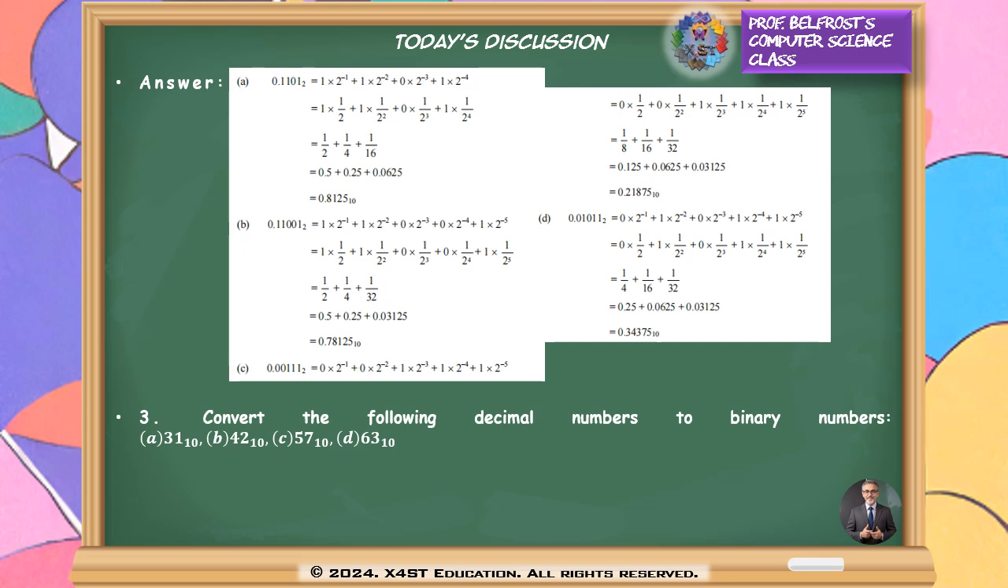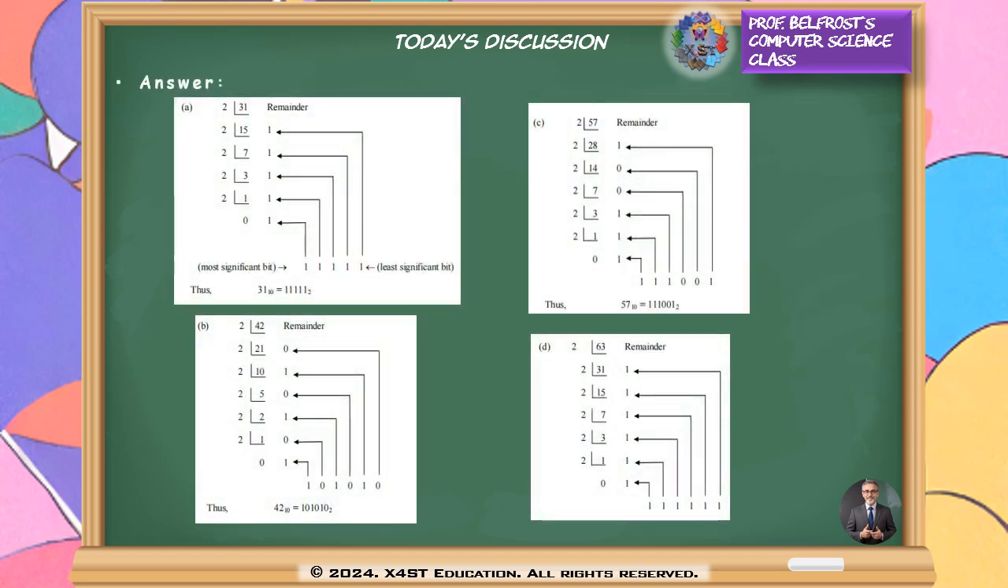Number three, convert the following decimal numbers to binary numbers. Here are all integers. To do this, we just need to keep dividing by 2 to convert it to binary, and then we read it from the most significant to the least significant bit. The most significant bit is the leftmost one, or the bottom part, and the least significant bit is the topmost one. Here I show you 4 examples for 31, 57, 42, and 63. I hope you evaluate them by yourself carefully and understand how this works.